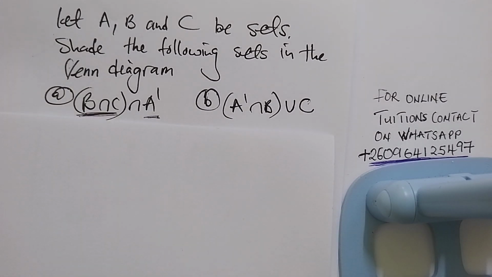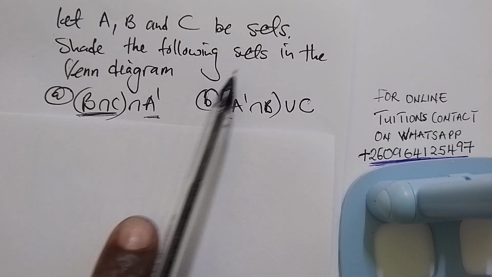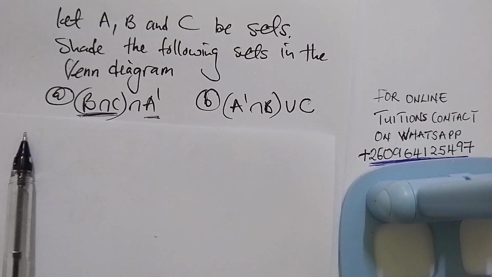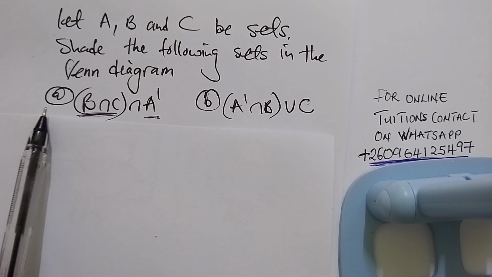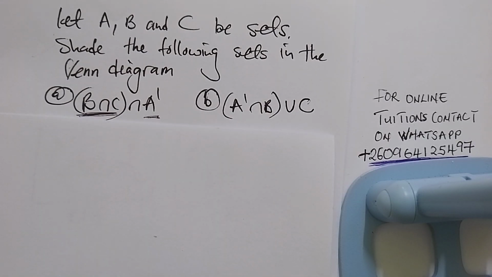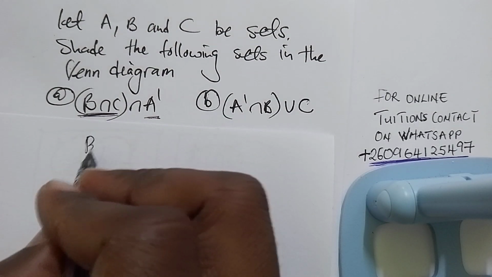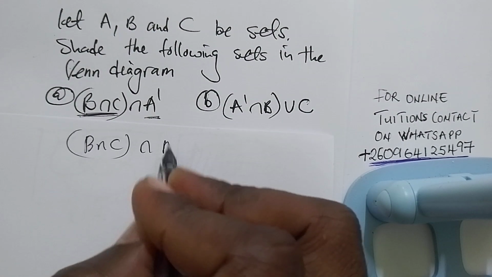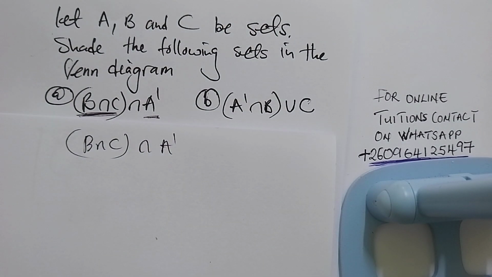Let A, B, and C be sets. Shade the following sets in the Venn diagram. Now we have two questions here, A and B. Starting with A, we want to show B intersection C intersection A complement in the Venn diagram.